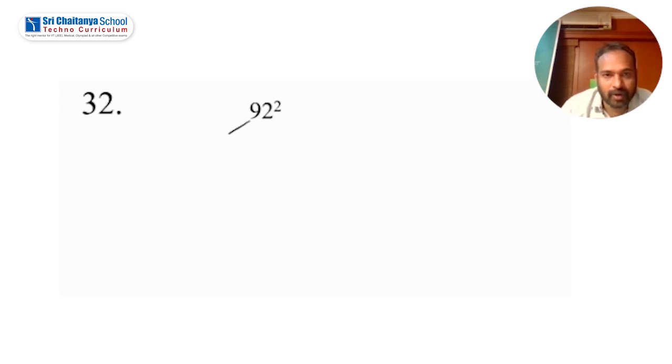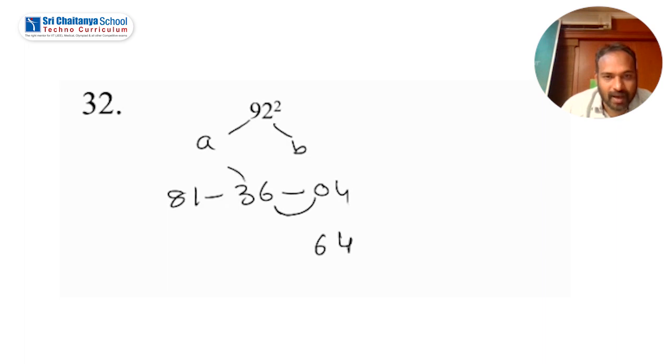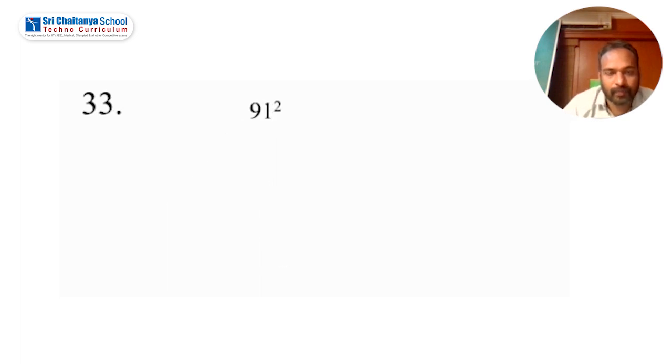92 square. What's the value of A here? 9. What's the value of B here? 2. A square means 81. 2AB, 2 into 9, 18. 18 into 2, 36. Then B square means 2 square, 04. Do the balancing. 4, 0 plus 6, 6. Carry forward 3. 81 plus 3, 84. So the answer is 8464.